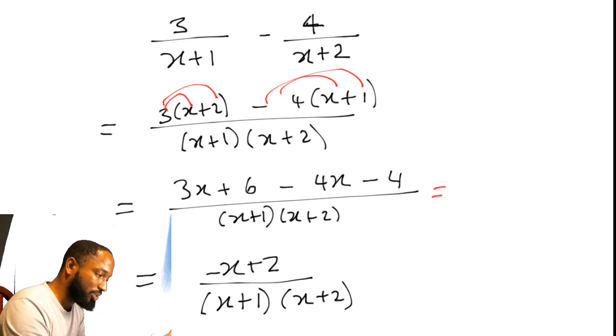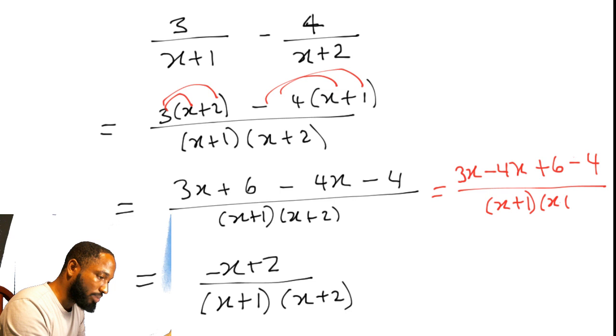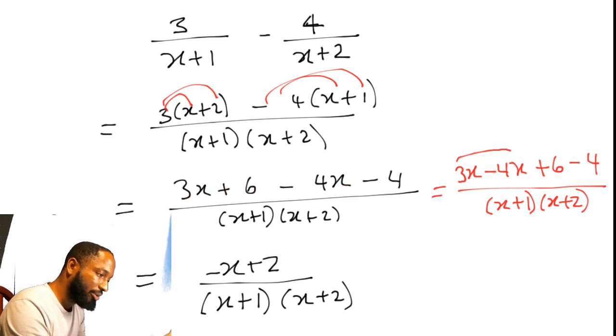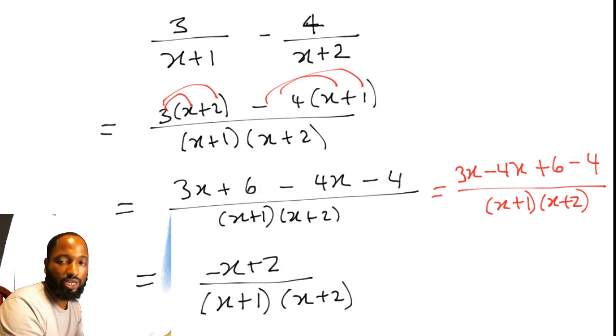The line that I missed out was actually 3x, take away 4x, plus 6, take away 4. And we did a class on this. We spent a lot of time on this. x plus 1 and x plus 2 goes back here as usual. What I did is bring this closer to its friend and bring this closer to its friend. So now 3 take away 4 is negative 1. I could put negative 1x, so I could just put negative x. And 6 take away 4 is 2. Right?